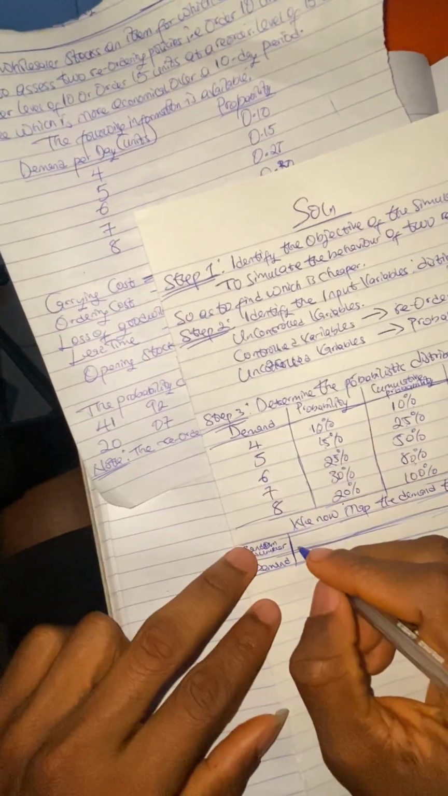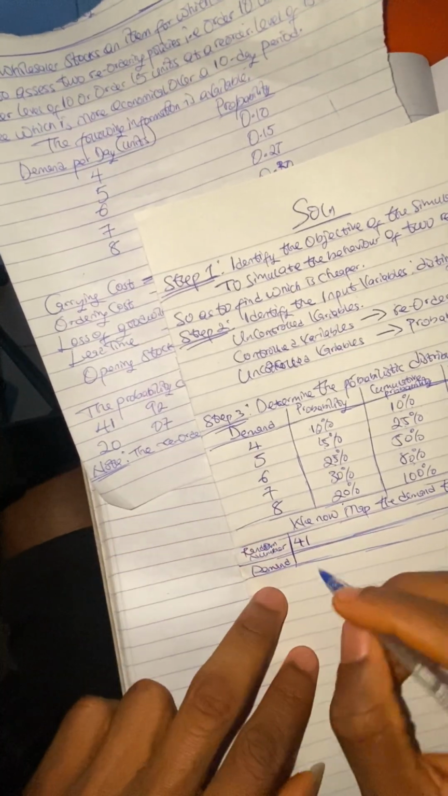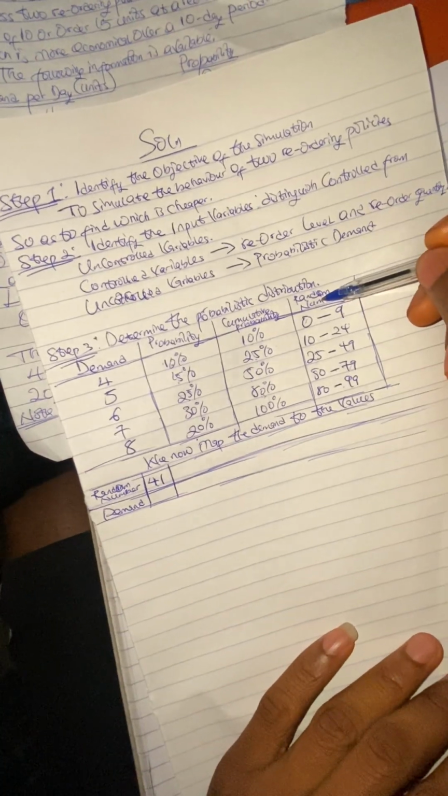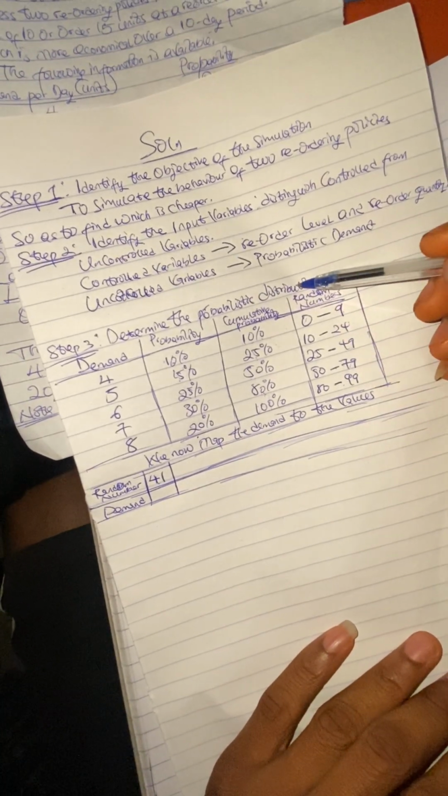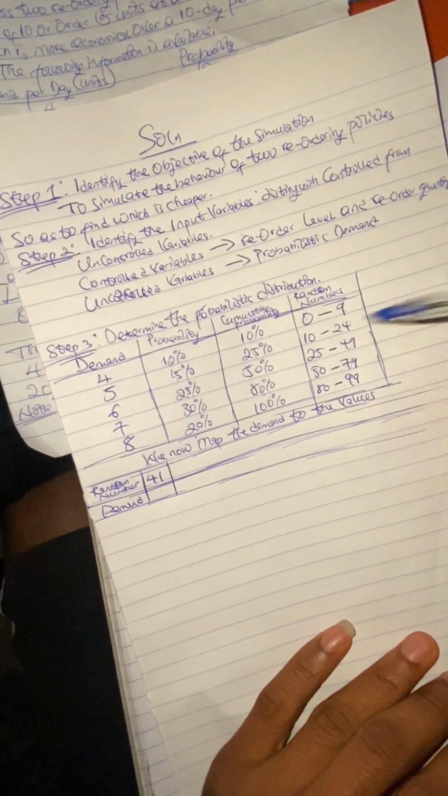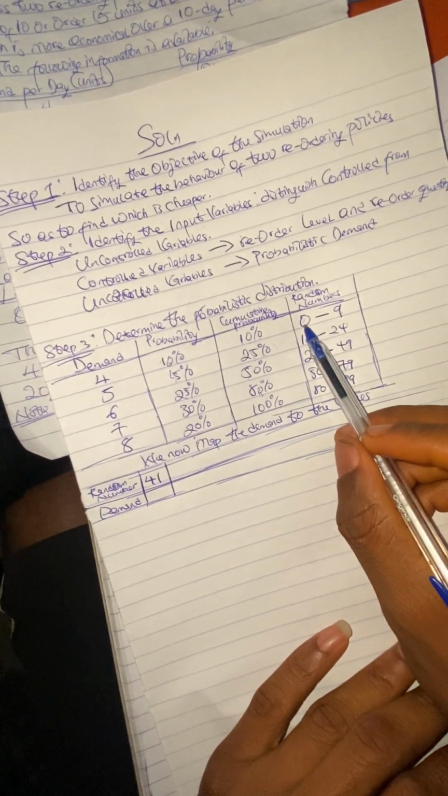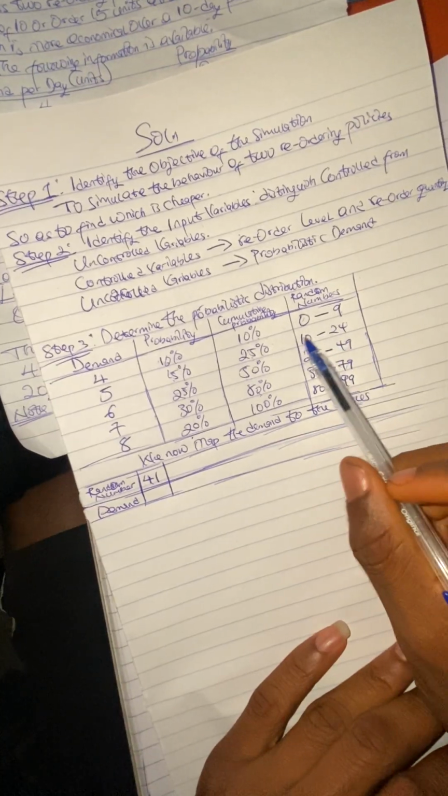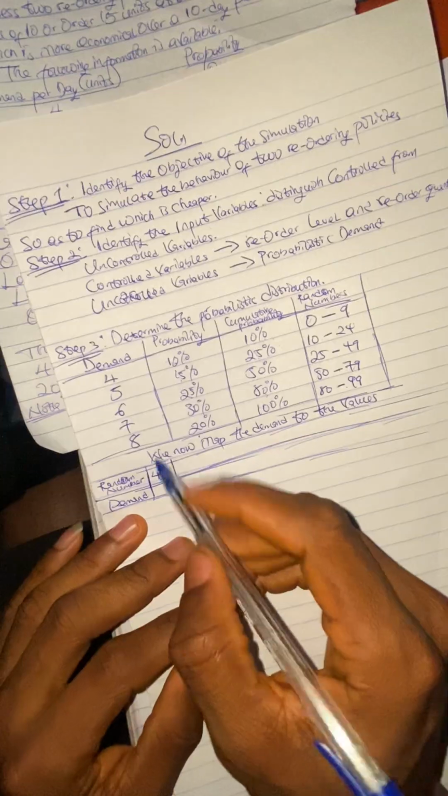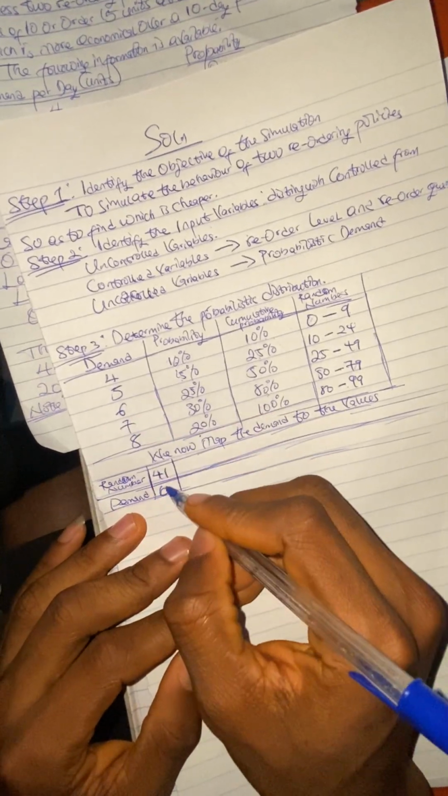The random number 41. The demand, how do we know what the demand is? You go to this random number from the probabilistic distribution. You look at where 41 falls. So we know that it's not here. There's no 40 contained there. Yes, there's 41 contained there. So the demand is 6.